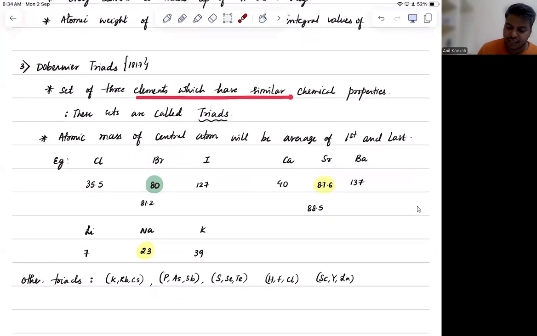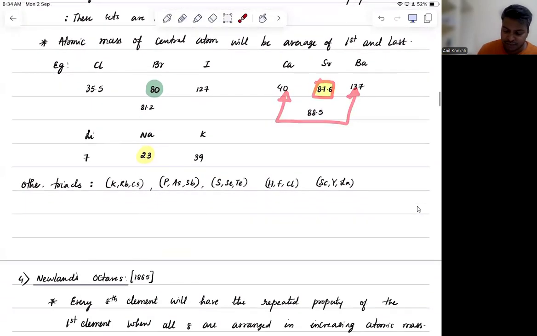Next is Dobereiner's triads. It is a set of three elements which have the same chemical properties. These are called triads. The central element of the group will have the average of the first and last element. Like chlorine, bromine, iodine. Bromine should be in the middle. It means the average molar mass of chlorine and iodine is pretty close to that of bromine. Similarly, the molar mass of strontium is close to the average of calcium and barium. Sodium is the average, having values close to lithium and potassium.